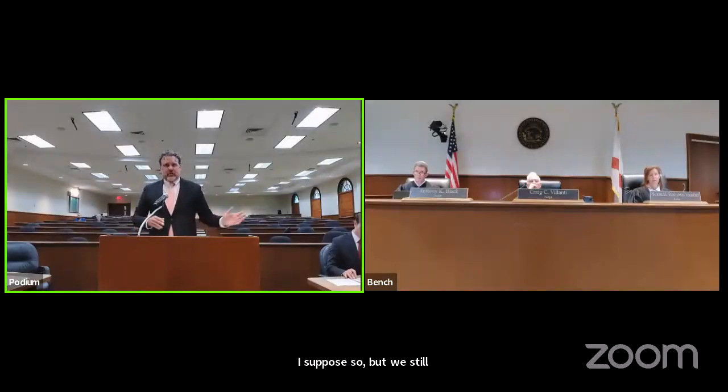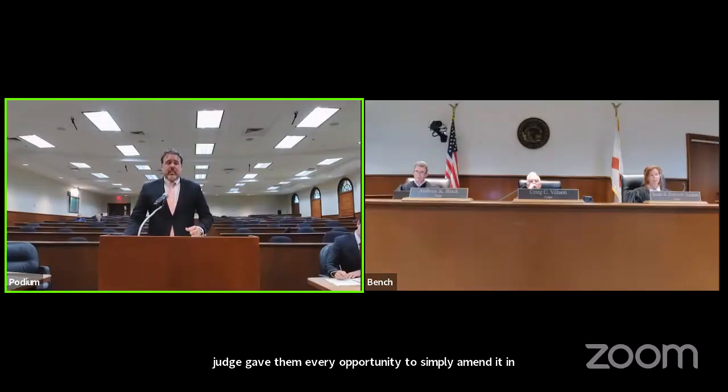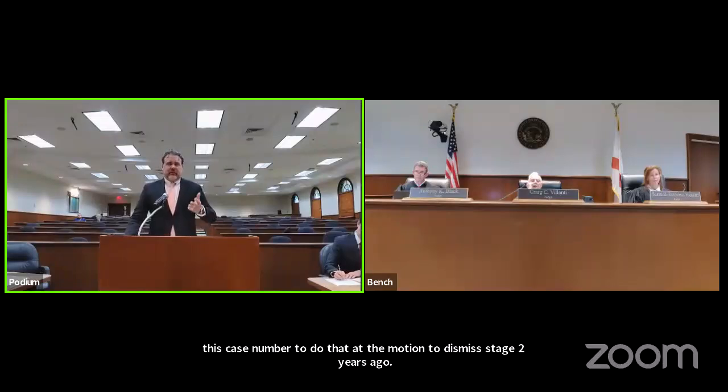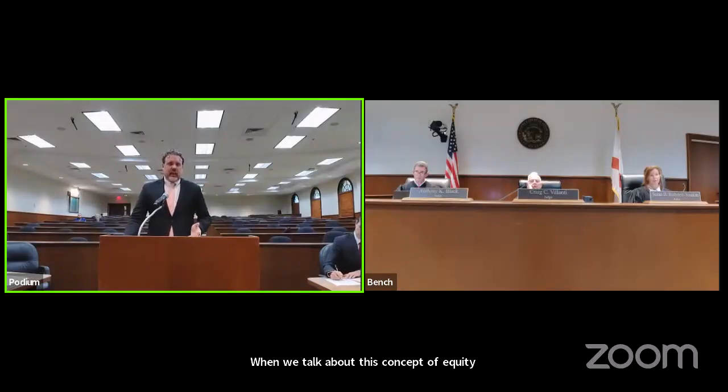The trial judge gave them every opportunity to simply amend it in this case number to do that at the motion to dismiss stage 2 years ago. When we talk about this concept of equity and fairness, which Your Honor hit on with opposing counsel in the argument, let's ask ourselves a couple questions. A, 2 years ago, they were given the opportunity to do it, but didn't.